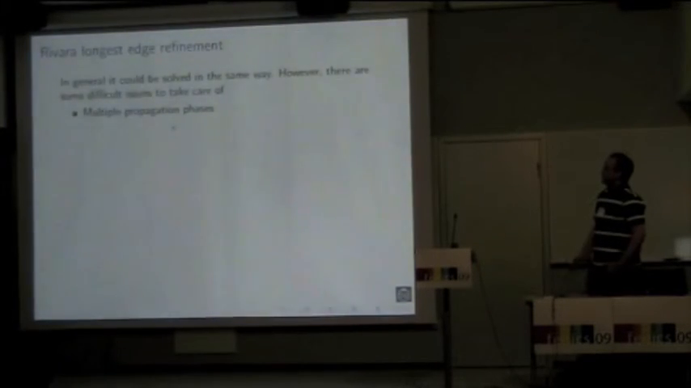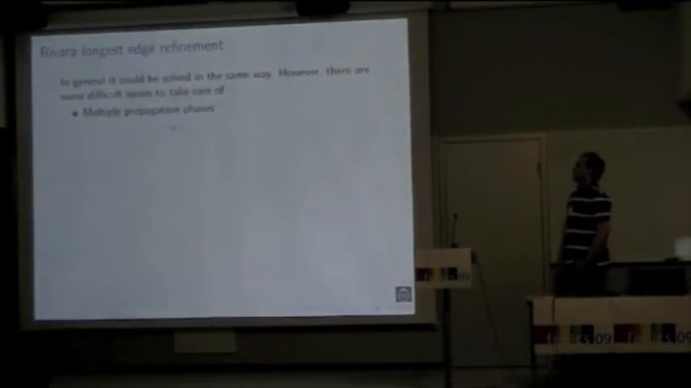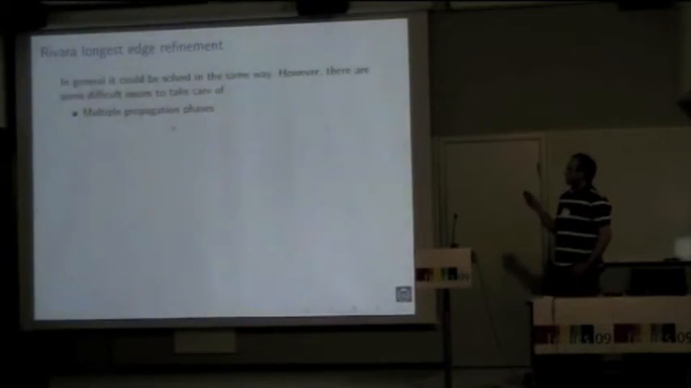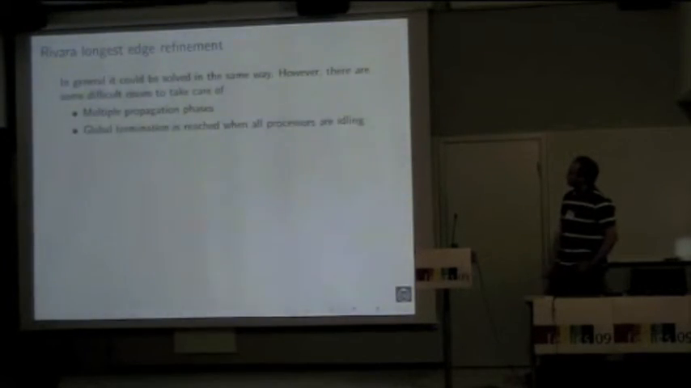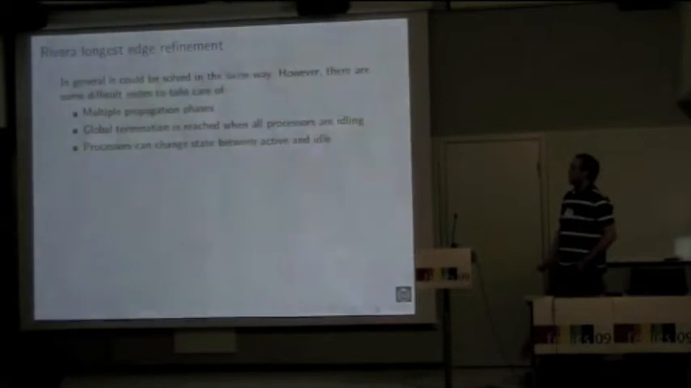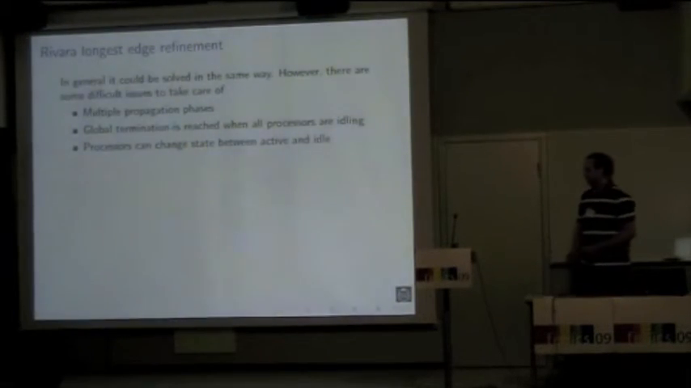Okay, so the new recursive Rivara is almost the same, but now one can have multiple propagation phases between the processors. That's difficult, and it means that in theory you can have an infinite number of refinements or propagations. And now the refinement is complete when all the processors are idling, of course. But the problem here is that a process can change from refining to idling and then start refining again, and then idle for 10 propagations and then start to refine again.